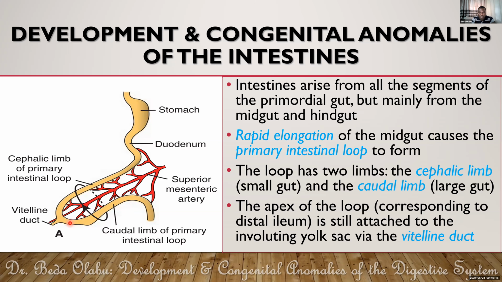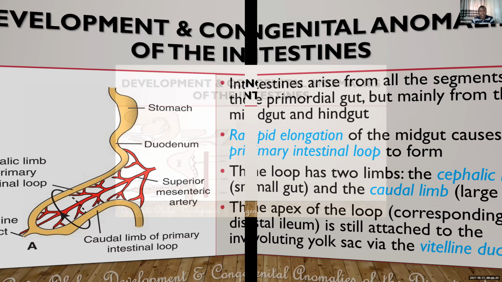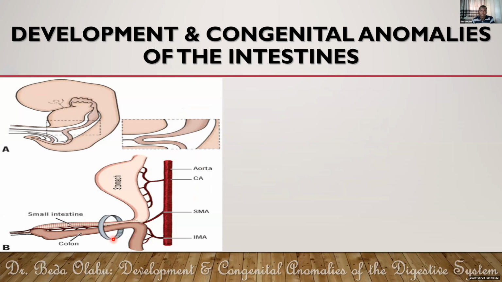3 steps I've mentioned so far: rapid proliferation, elongation, then formation of the loop. After the loop has formed, the intention is for the intestines to continue increasing in length. That's the main agenda. But that agenda is challenged by some things.